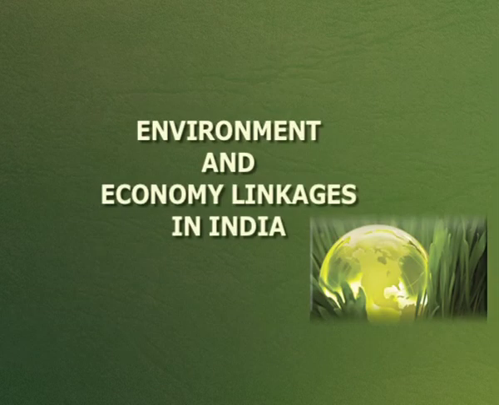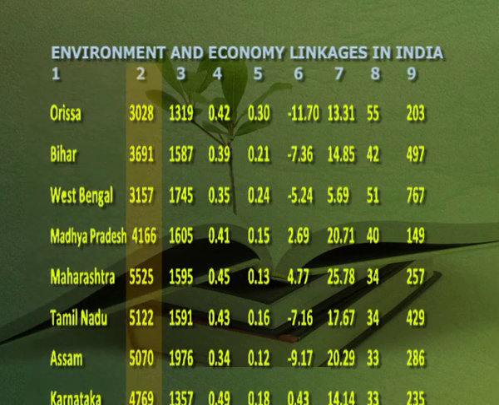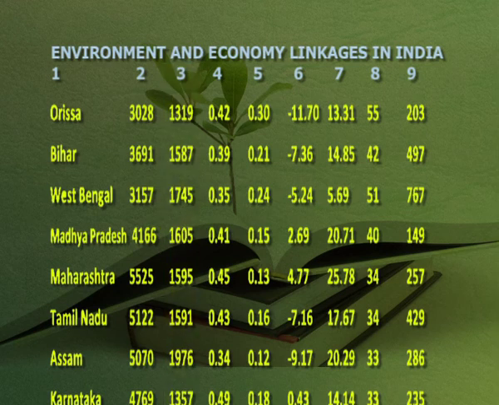Now we will look at the environment and economy linkages in India. In this table, different states of India are mentioned in column 1. Column 2 shows per capita income 1993-94 in rupees. Column 3 is mean income of the poor 1993-94 in rupees per year. Column 4 is Gini ratio per capita income. Column 5 is for Sen Poverty Index.